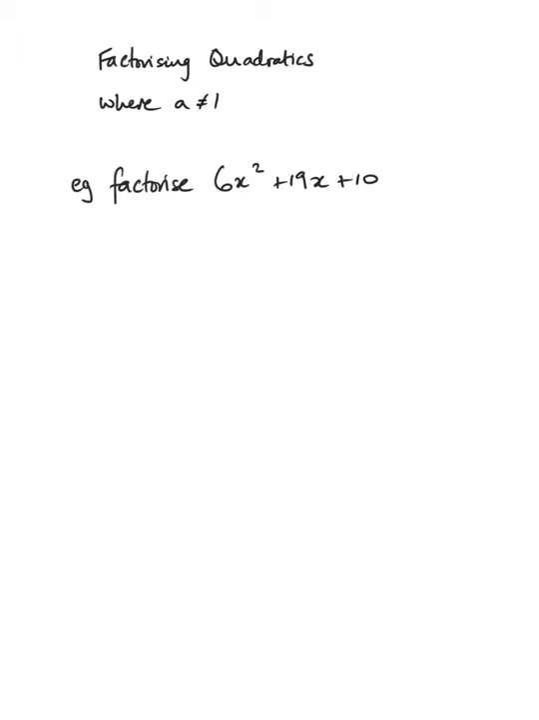Hello and welcome to this short video about factorising quadratics where a is not 1, so there's more than 1x squared. As an example here, I want to factorise 6x squared minus 19x plus 10. Now the method I'm going to show you is called the x method. So I'm going to draw myself an x there.